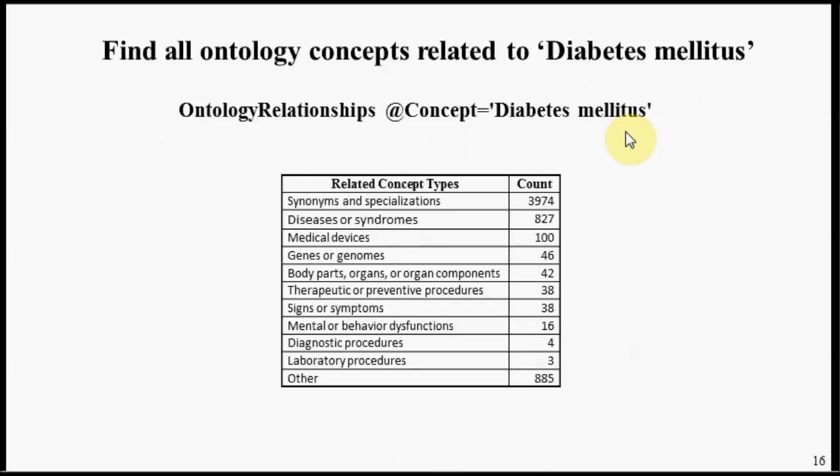And what is returned is the following. You pass in diabetes here, and what you get are all of the synonyms and specializations associated with diabetes, over 3,900 associated diseases or syndromes, medical devices, genes or genomes, body parts, and so on and so forth. So from a single classification, you're able to find a whole bunch of related classifications to diabetes. This kind of query I call a related ontology concepts query.